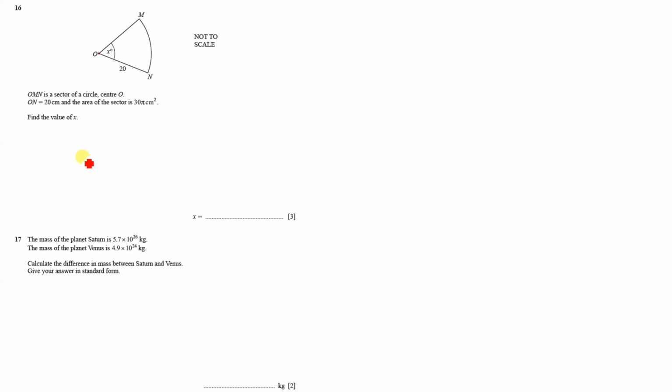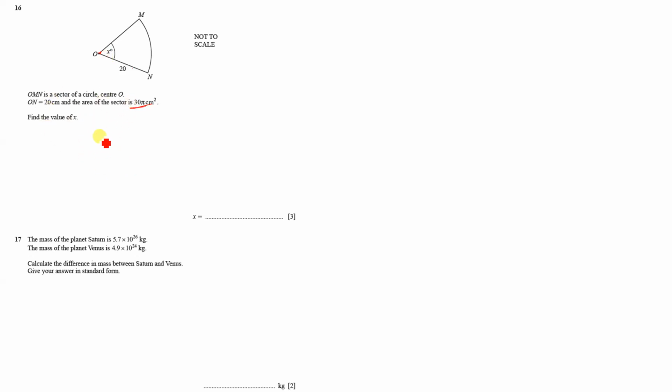Question number 16. OMN is a sector of a circle centered at O, and ON is 20 centimeters, that is the radius of the circle is 20 centimeters, and the area of this sector is 30 pi square centimeters. Find the value of x, where x is the angle given in degrees.